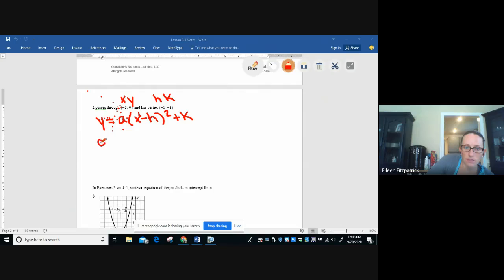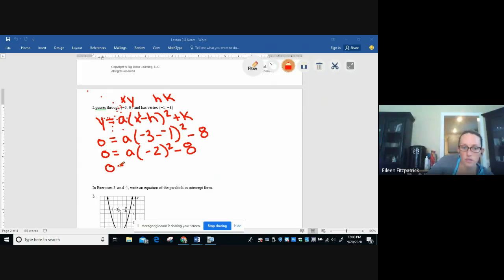So you have 0 equals A. X value is negative 3. H is a negative 1. Careful with all your signs here. And then minus 8 for that. K is a negative 8. Clean up inside the parentheses first. So you have a negative 3 plus a 1 to give you a negative 2 squared minus 8.